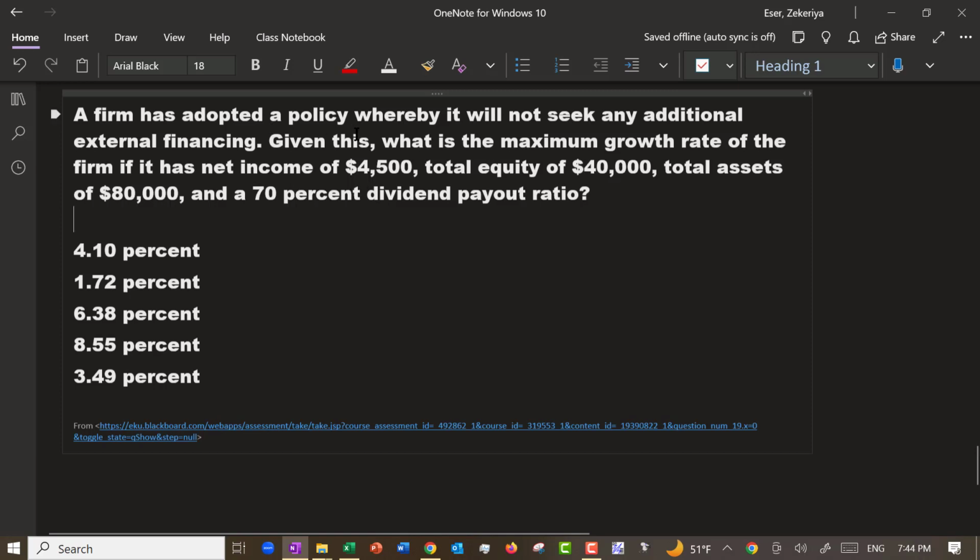A firm has adopted a policy whereby it will not seek any additional external financing. Given this, what is the maximum growth rate of the firm if it has net income of 4,500, total equity 40, total assets 80, and 70% dividend payout ratio? How about you guys work on it first? They can argue on an answer. I'm gonna do it on the side.